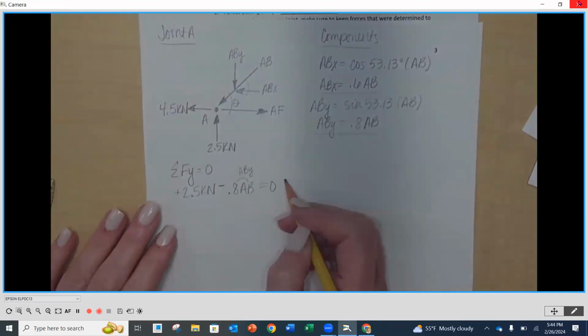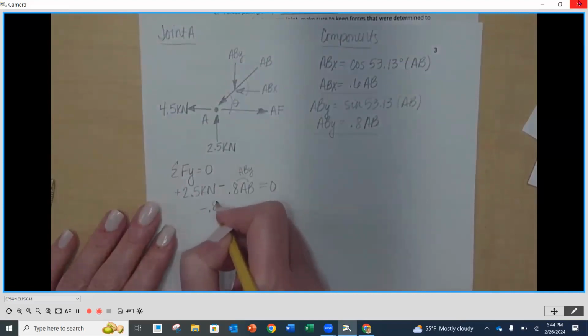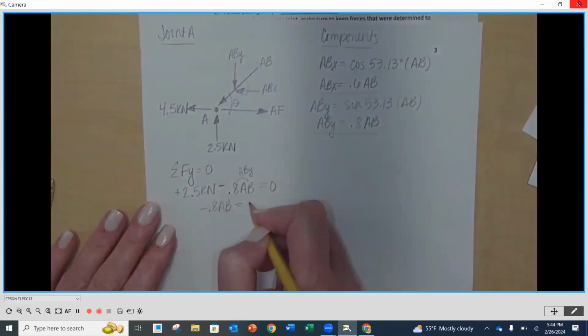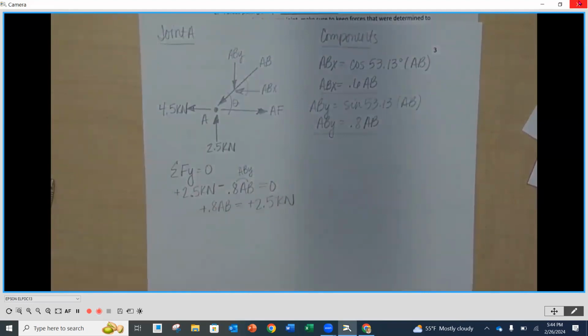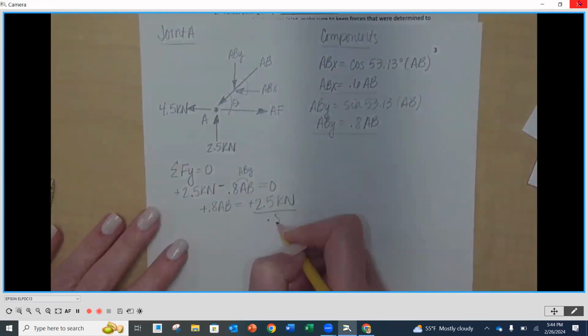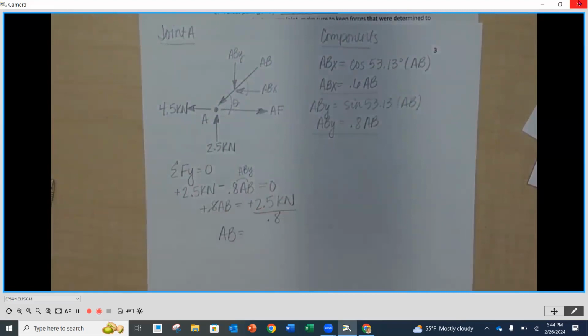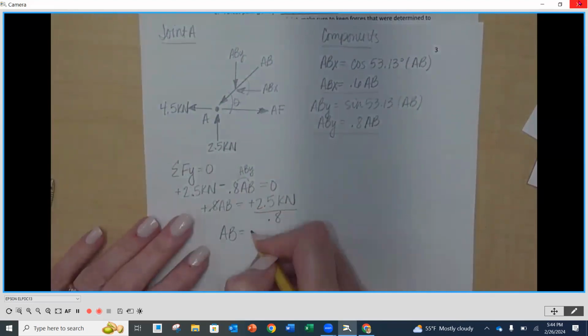So I can move this over to the other side. Negative 0.8 times AB is equal to negative 2.5 kilonewtons. Both of those negatives become positive. I'm going to divide by 0.8. What do you get for AB? Yep, 3.125 kilonewtons. Now, we're not done.